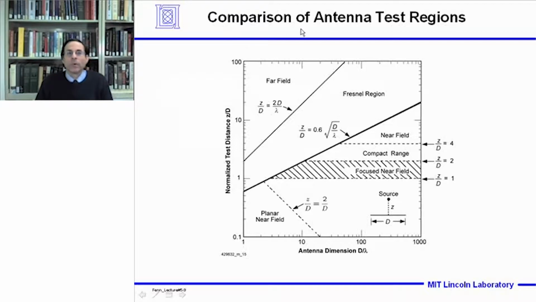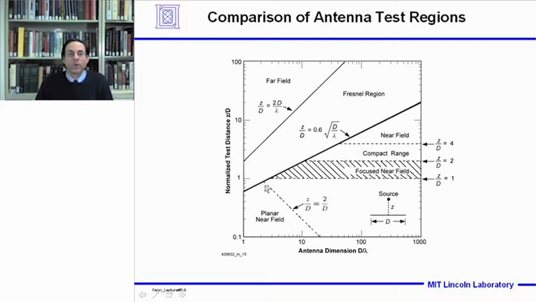Here's a comparison of antenna test regions. The far field region, and the Fresnel region, which is between the far field and near field regions. We're going to concentrate on the focused near field region in this talk, which is between 1 and 2 aperture diameters from the antenna under test.